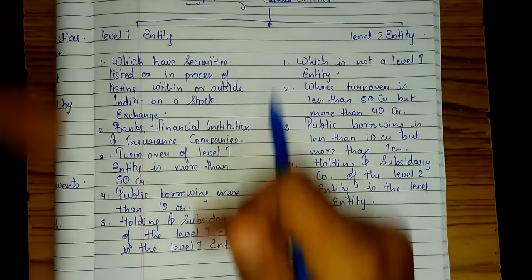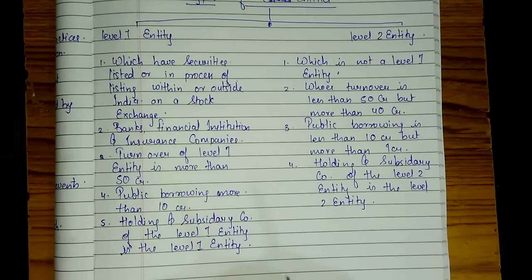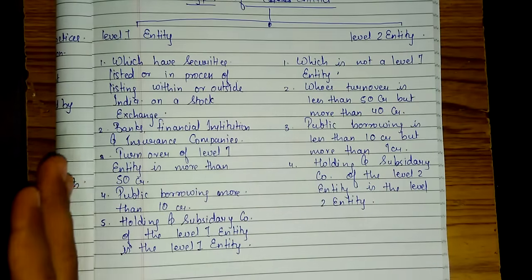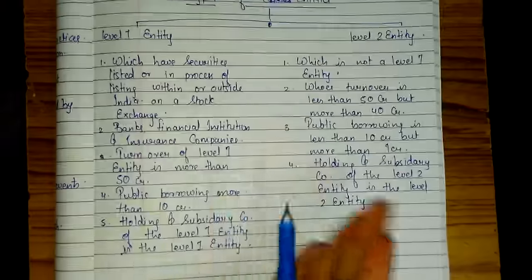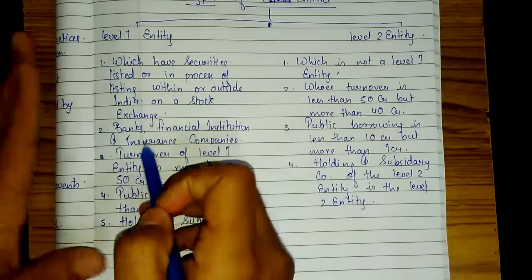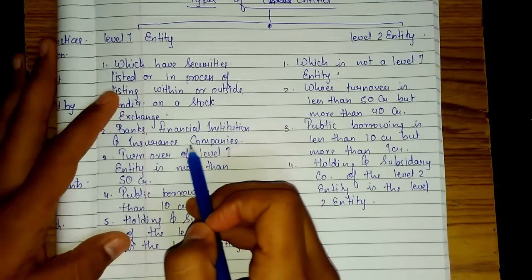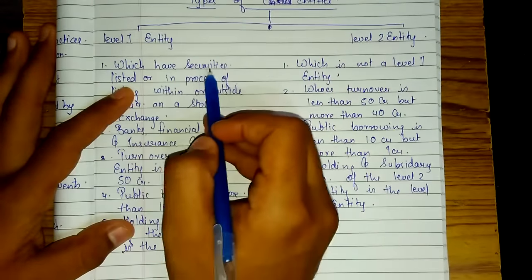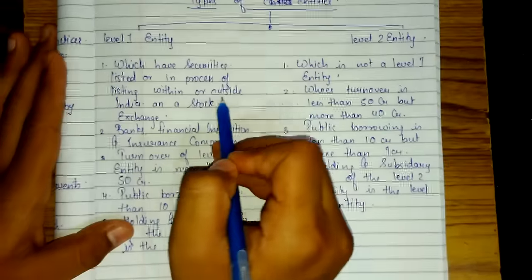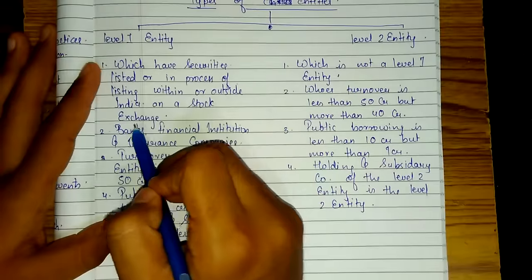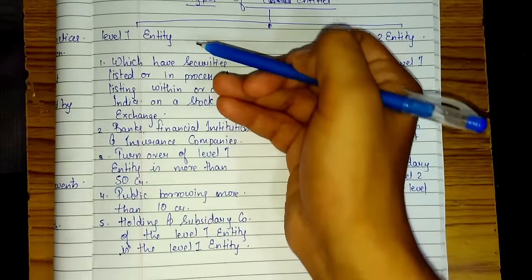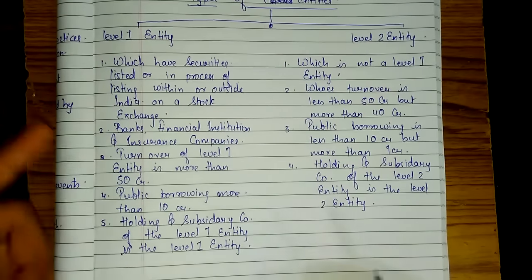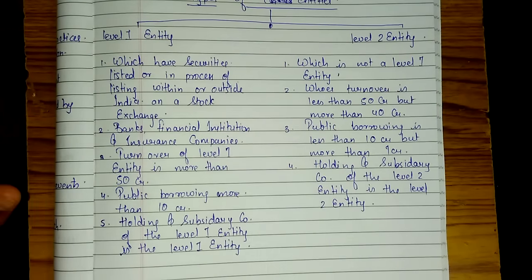So now let us understand in a reverse manner. How will we classify a level 1 entity? If any entity whose turnover is more than 50 crores and whose public borrowing is also more than 10 crores, and such entity is a bank, financial institution or insurance company, and it has securities listed or in the process of listing within or outside India on a stock exchange, then it is a level 1 entity. And lastly, the holding and subsidiary company of a level 1 entity is a level 1 entity. It is a simple way of classifying a level 1 entity.